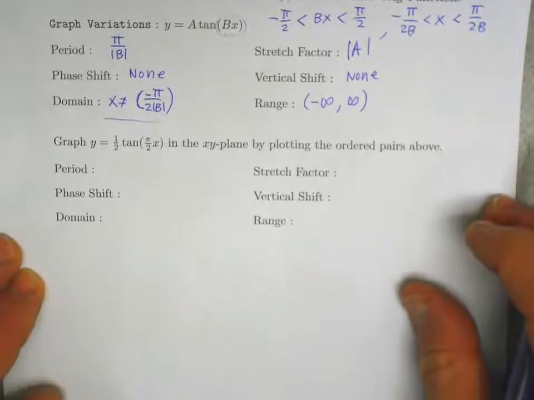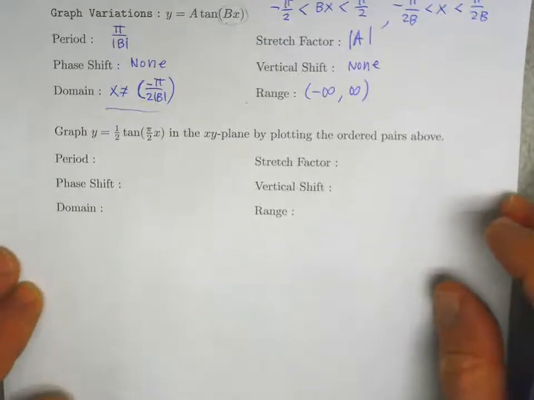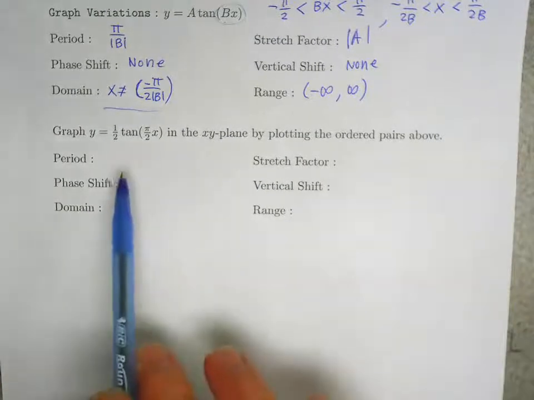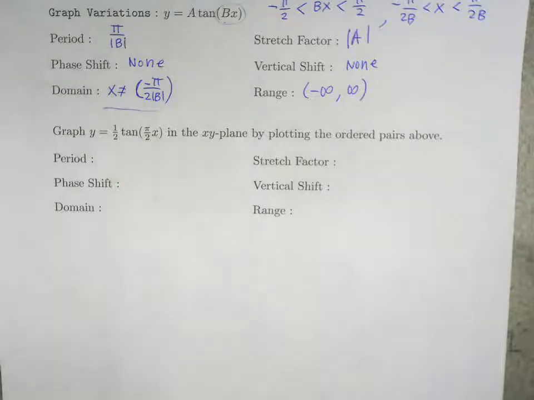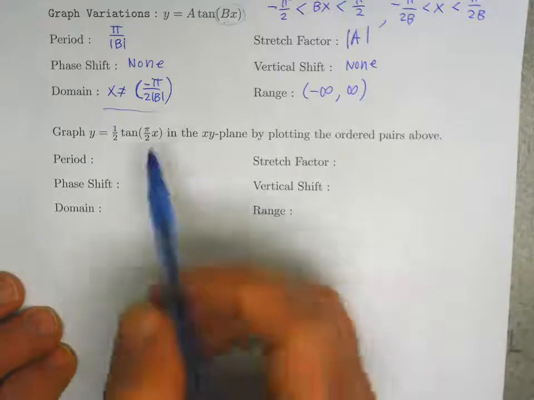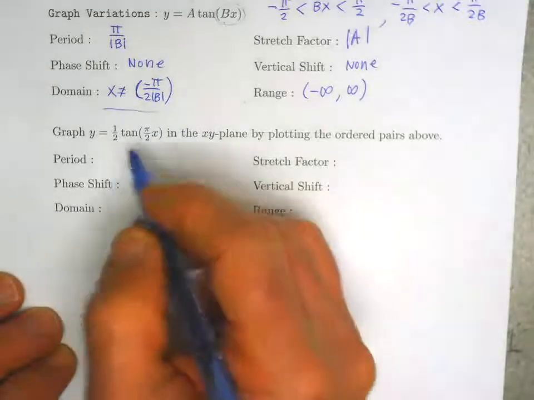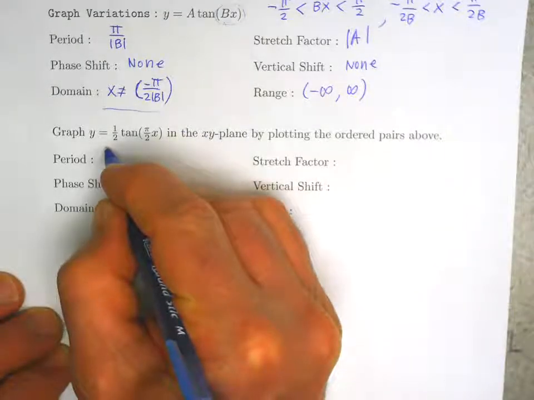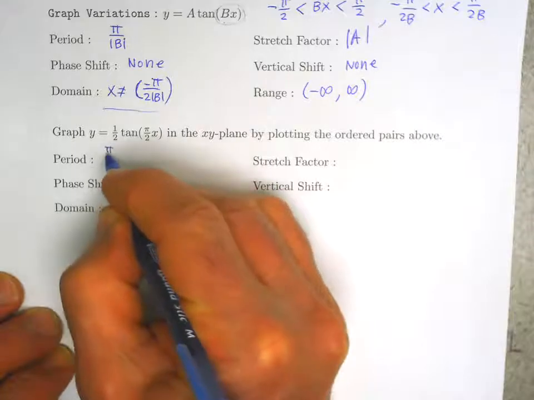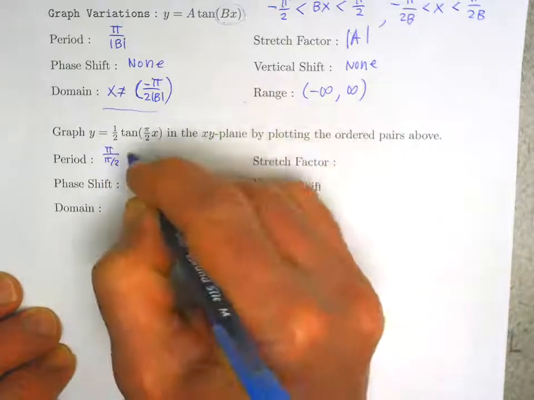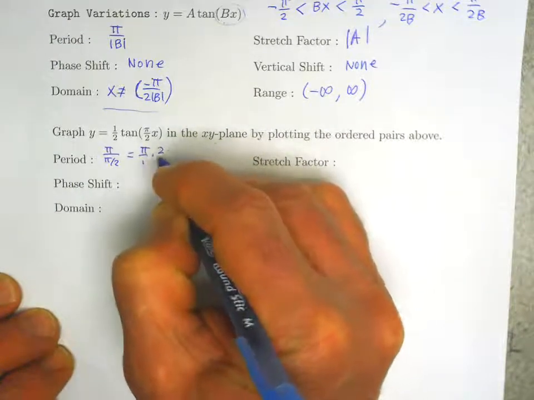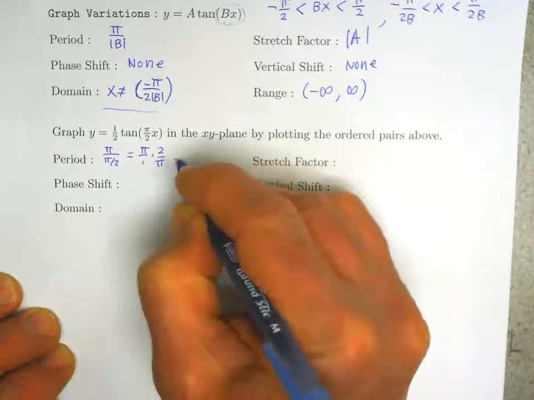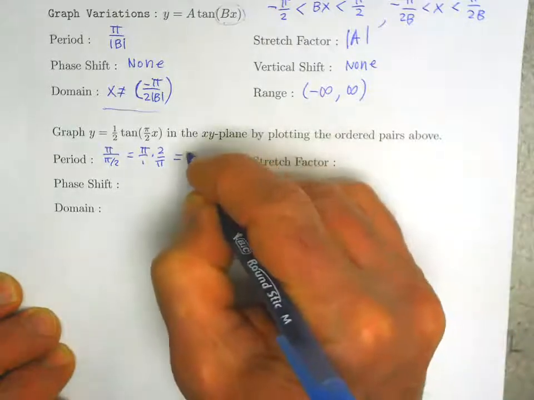Okay, let's look at this particular function, y equals 1/2 tangent of pi over 2x. So let's find the period. The period can be found by dividing pi by pi over 2. This is equivalent to pi over 1 times 2 over pi. The pi's cancel, so we get a period of 2.